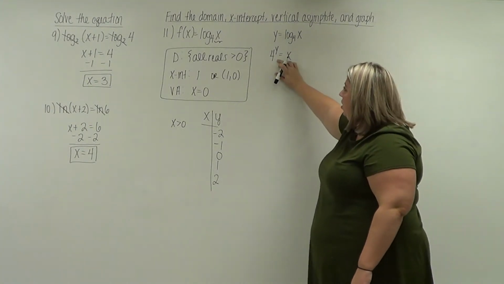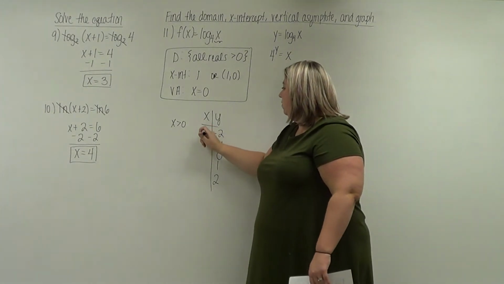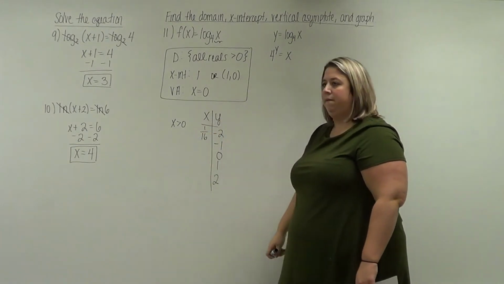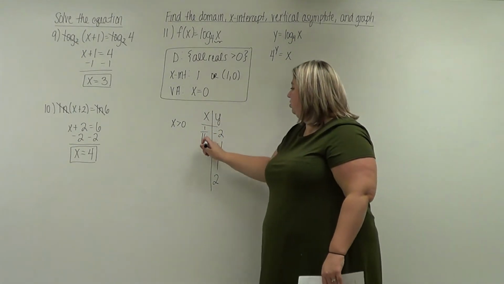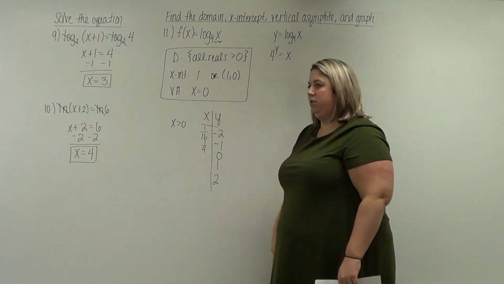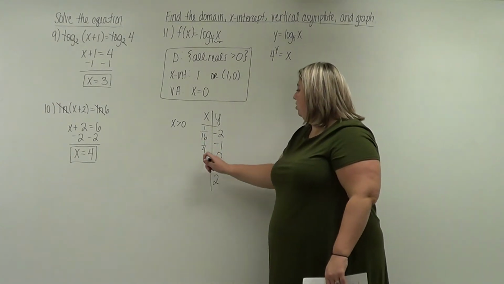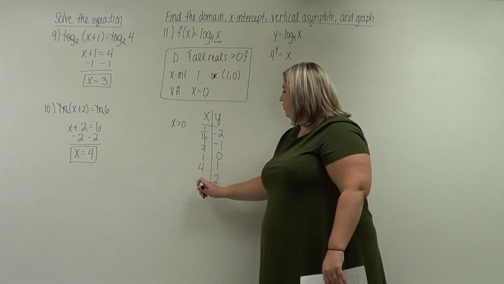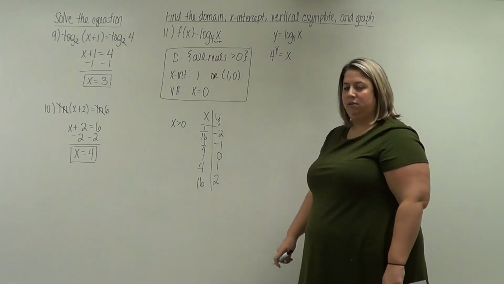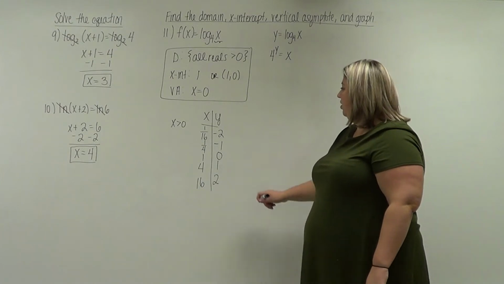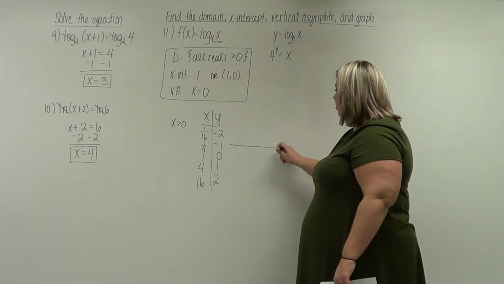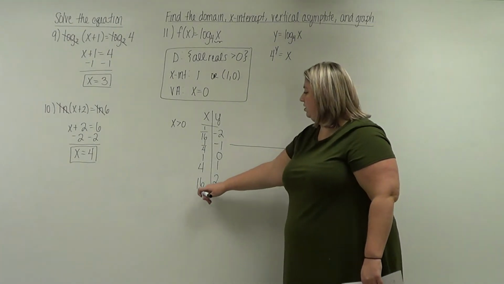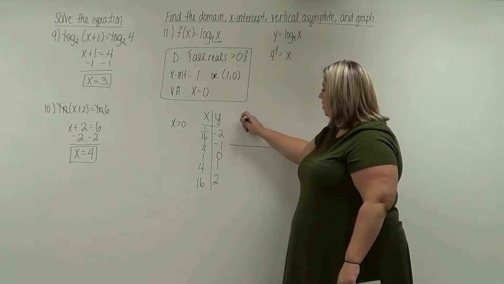So I would do 4 to the -2nd, which is 1/16. 4 to the -1st, 1/4. 4 to the 0, 1. 4 to the 1st, 4. 4 squared, 16. Now, I'm not going to graph 16 too because that's way too big.